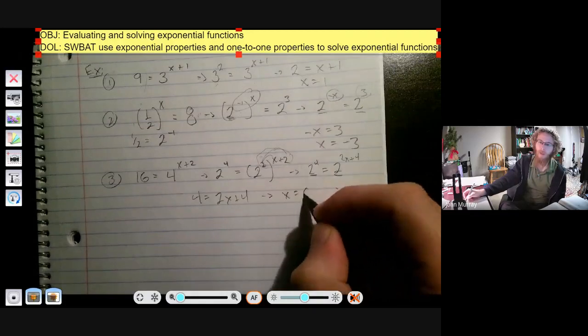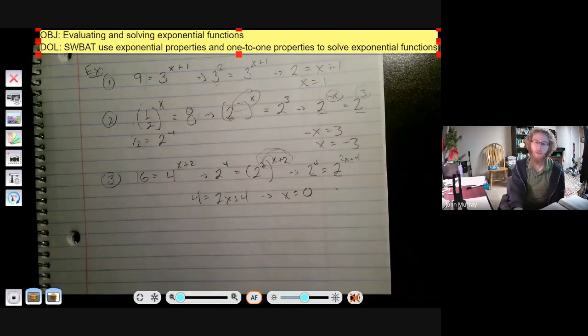Well, in this case, my x would be 0. I would subtract 4 from both sides. I have 2x equals 0. So I get x equals 0.